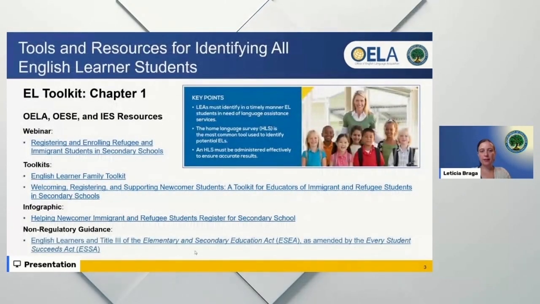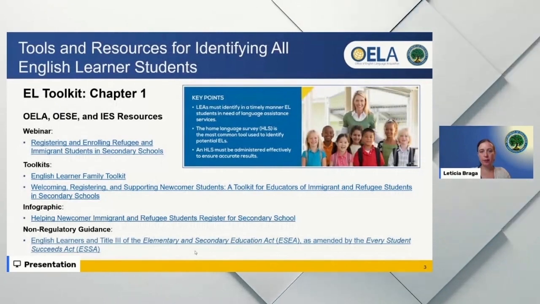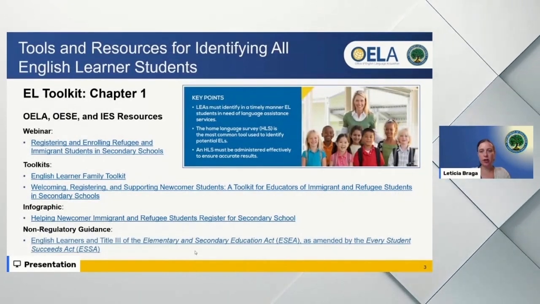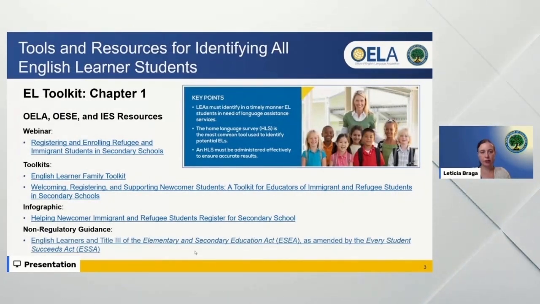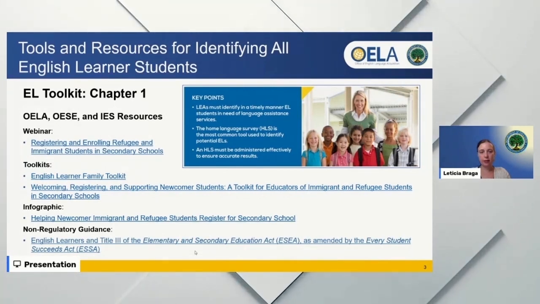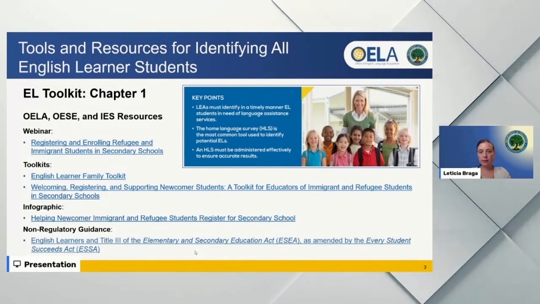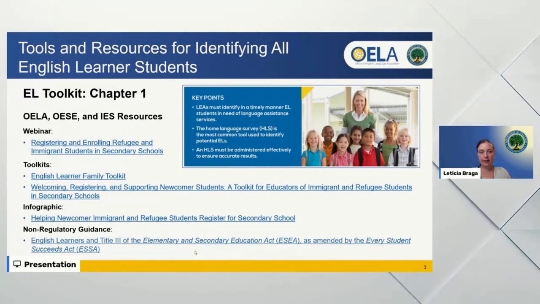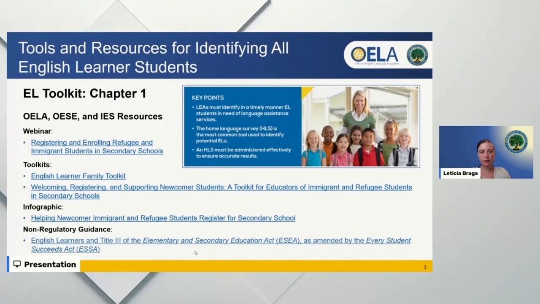Chapter 1 provides information to educators about developing and using instruments and procedures for identifying potential English learners, or ELs. It covers identification instruments such as the Home Language Survey and assessments that local and state educational agencies commonly refer to as placement or screener tests. Placement screener tests are selected at the SEA level. This chapter also advises local educational agencies that identification of English learners in need of language assistance services must occur in a timely manner.